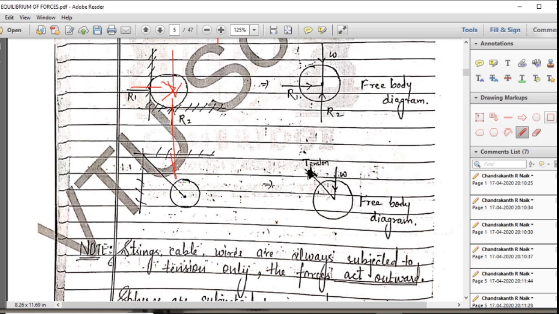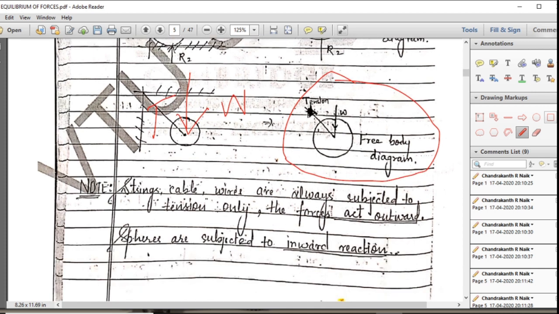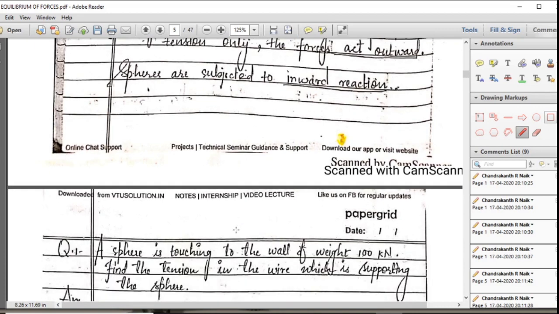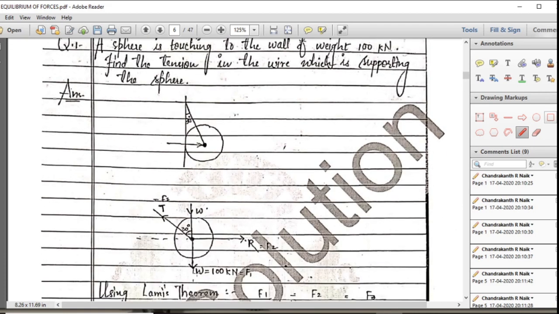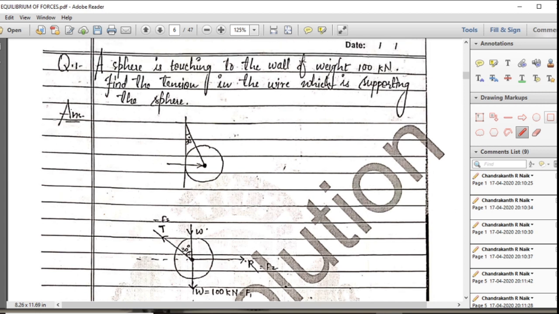Now suppose only the sphere is there and you don't have any contact surface; then tension T will be there, along with the weight of the sphere. So this is the free body diagram. Strings, cables, and wires are always subjected to tension only. The forces act outwards. Spheres are subjected to inward reaction. Just note down this point so that it will help us while solving problems. Now we shall solve the first problem, an easy one.